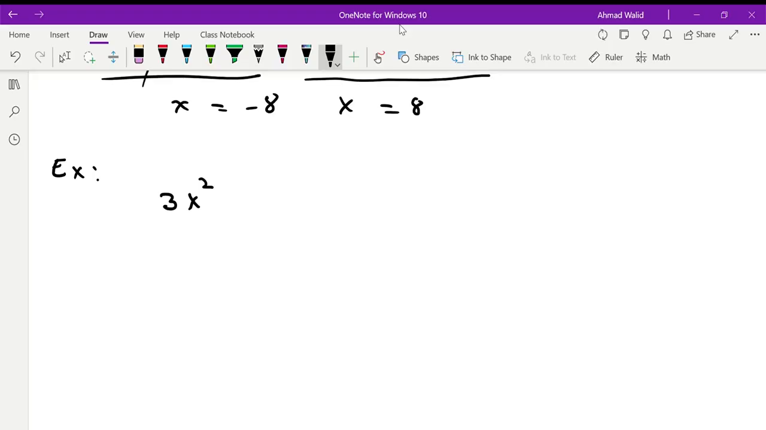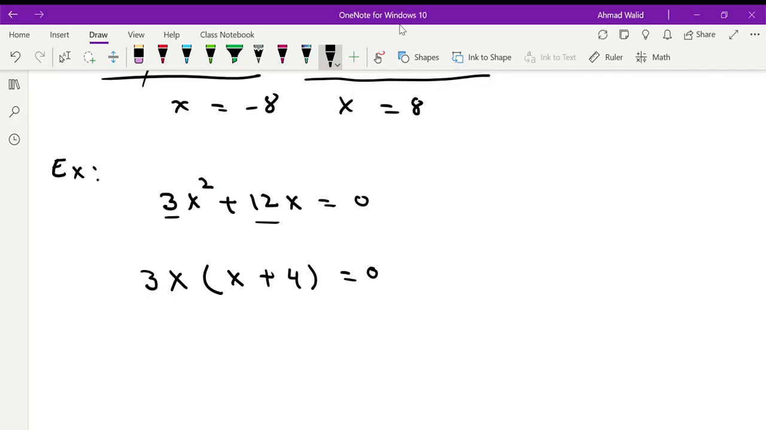3x squared plus 12x equals 0. You see, it's a GCF factoring. Factor out between 3 and 12, the GCF is 3. Between x squared and x, x. Open a parenthesis. 3x squared divided by 3x gives you x. Plus 12 divided by 3x gives you 4, and the x cancels out with x, equals 0.